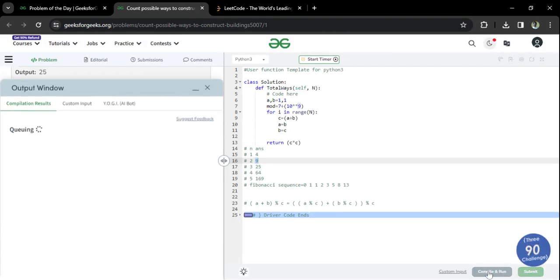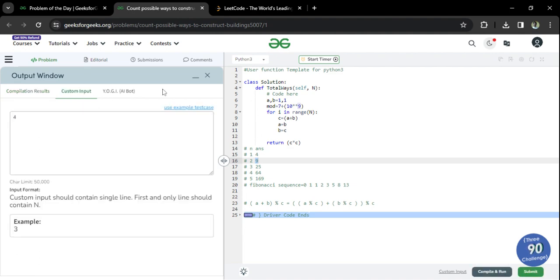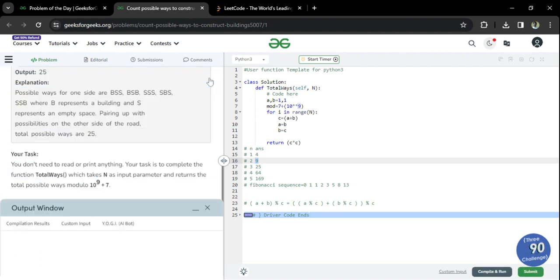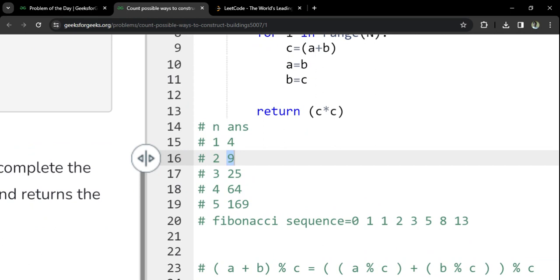Go to your compile and run. In the custom input, give these values, and you will get the expected answer. So from that I have corrected these. Okay, so for n equal to 3, the answer is 25. For n equal to 4, the answer is 64. For n equal to 5, the answer is 169.